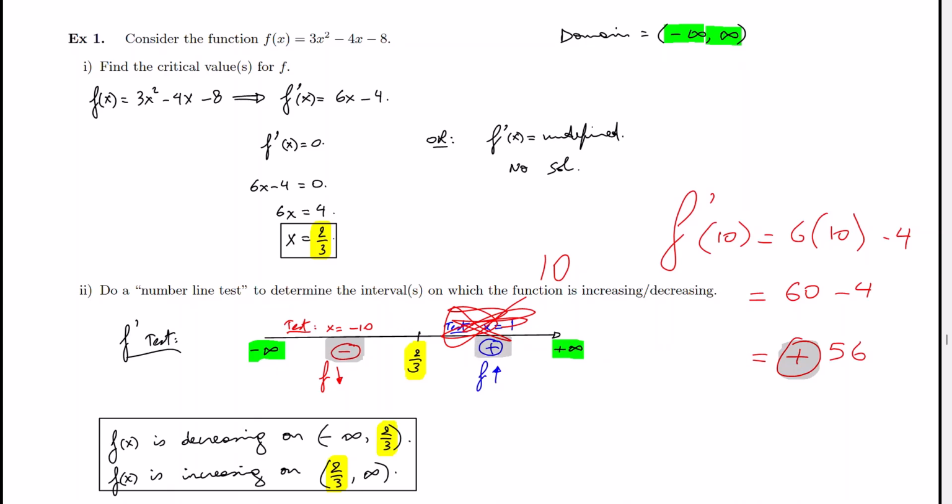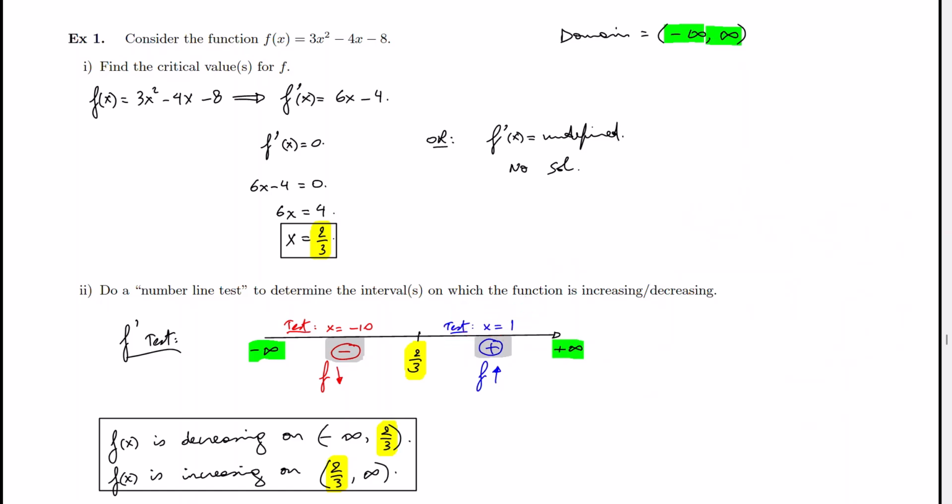So again, this confirms that it doesn't really matter which test value you pick, as long as the test value chosen is a number bigger than or equal to your critical value. Now, because there's a minus sign on the first half of the interval, we will say in specific notation, f is decreasing. So we write f with a little arrow going down. This notation indicates that the function is decreasing. And because the plus sign shows up on the second half of this interval, we will write f increasing.